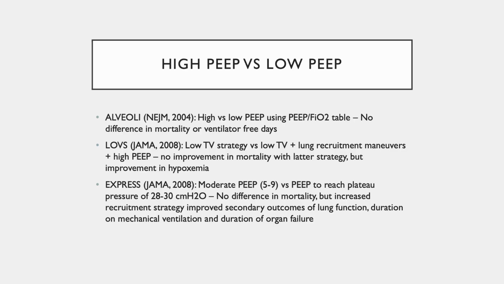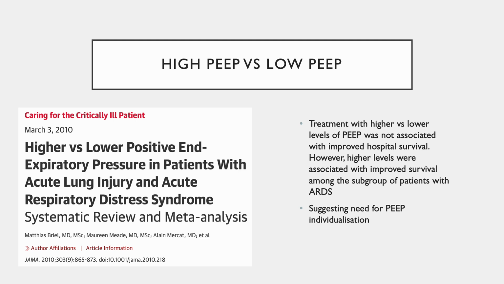A slew of studies ensued to compare higher versus lower PEEP strategies in different ways. Shown on this slide are three often cited landmark trials, namely the ALVEOLI, the LOVS, and the EXPRESS studies, which generally did not demonstrate mortality benefit but provided suggestion of improved oxygenation with higher PEEP levels. A systematic review and meta-analysis on this topic, published in JAMA in 2010, showed overall absence of mortality difference between higher versus lower PEEP strategies. However, there was a signal of improved survival amongst patients with more severe disease with PF ratios of less than 200, suggesting the need for PEEP individualization stratified by disease severity.